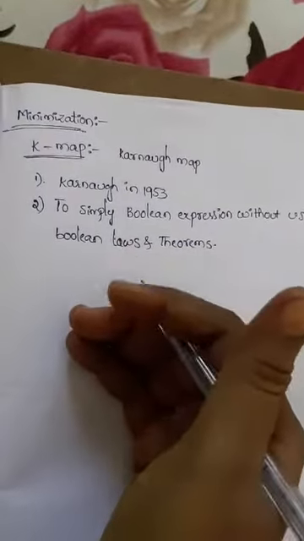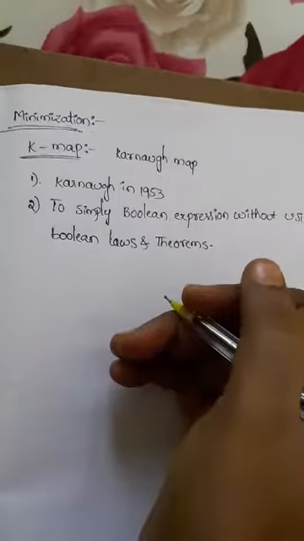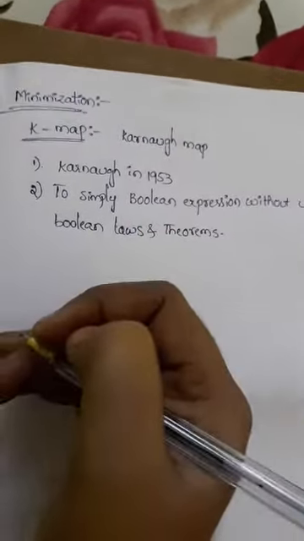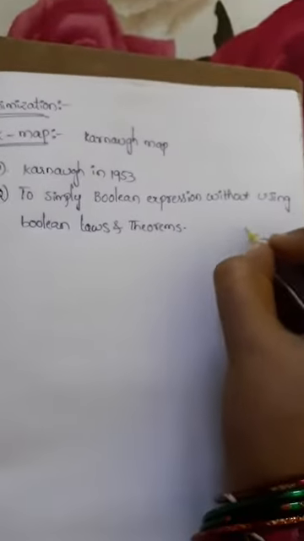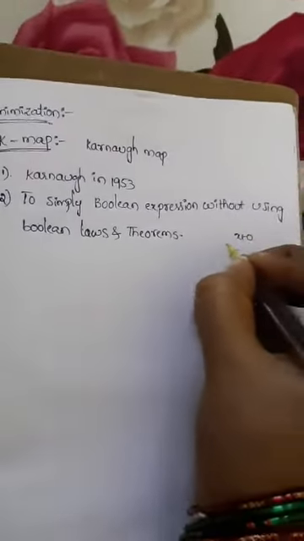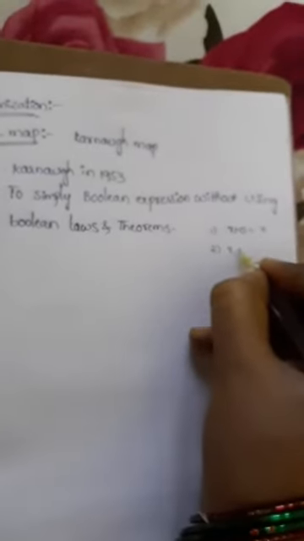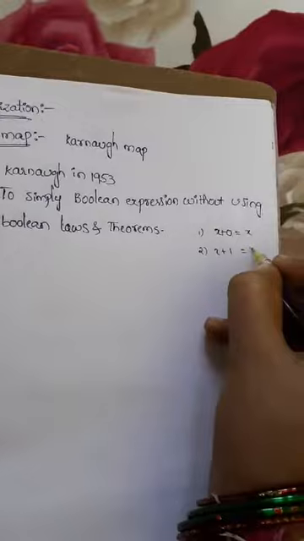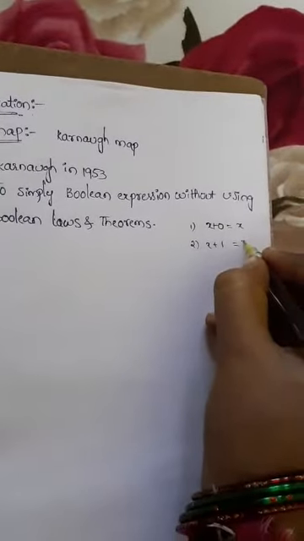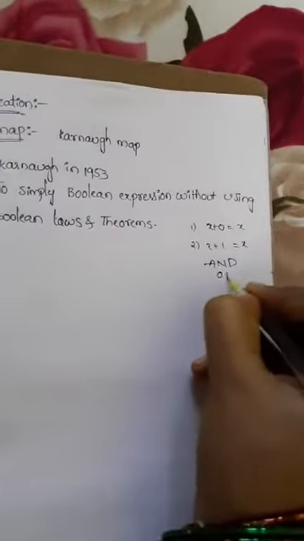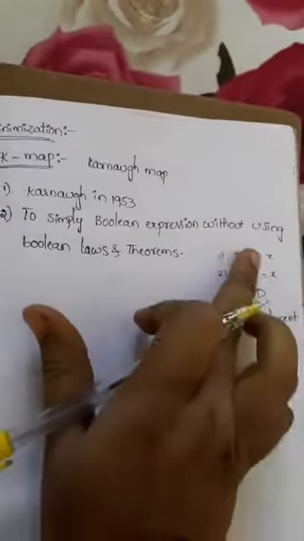You already know what boolean laws and theorems we have, as we discussed in the first part of the second unit. For the boolean laws, we generally see some examples: x plus 0 is equal to x, x plus 1 is equal to 1, a plus 1 is equal to 1. Like this we have some laws using the AND operator, the OR operator or the complement operator. By using these three operators we can implement laws like this.